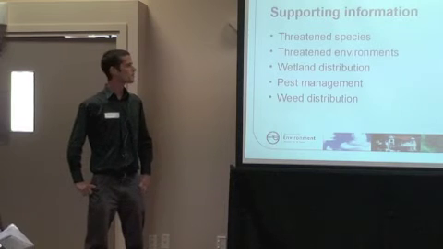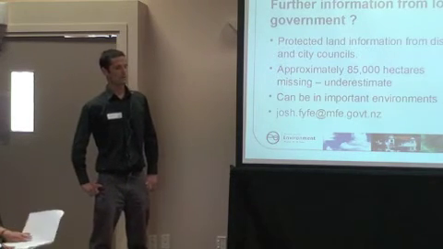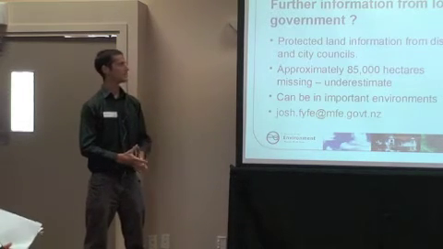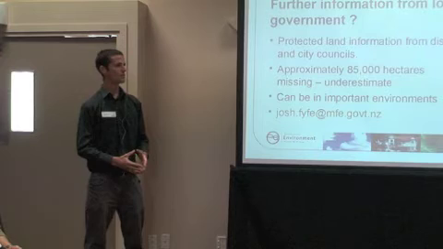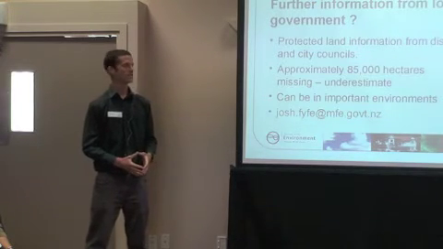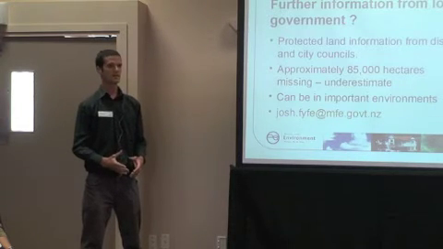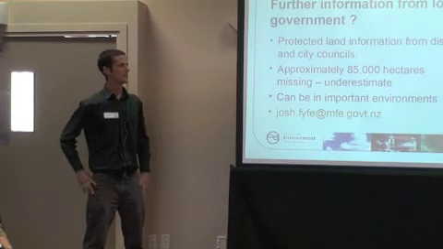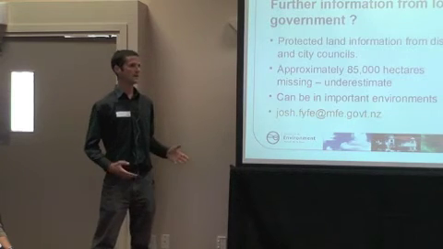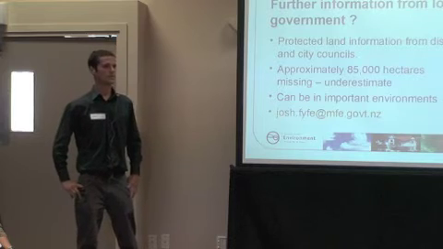So this is coming back to the point about that legally protected land information, areas protected by district and city councils. It's quite important information that we'd like to include somehow. A survey conducted in 2007 found that approximately 85,000 hectares of protected land is missing, and that's the amount of land that's protected by these city and district councils. And that's considered an underestimate, because only 2/3 of the city and district councils responded to that survey.